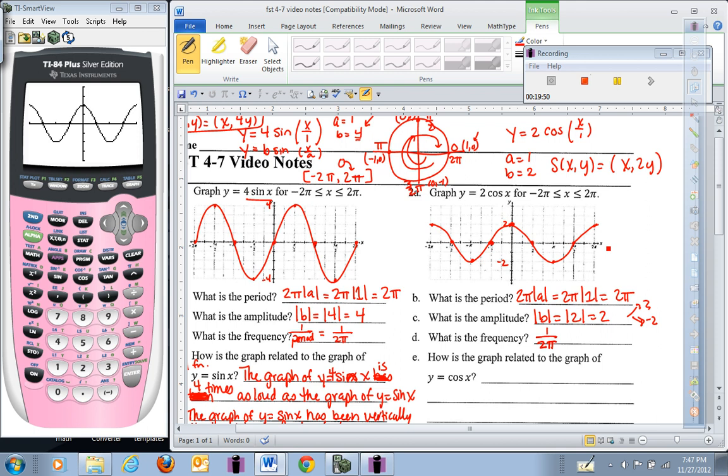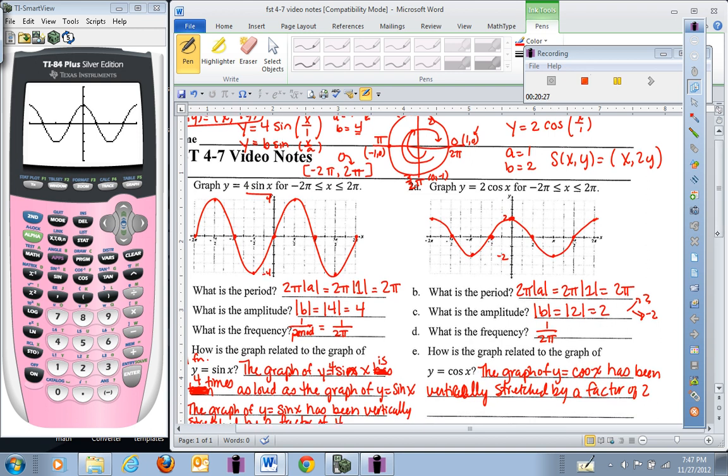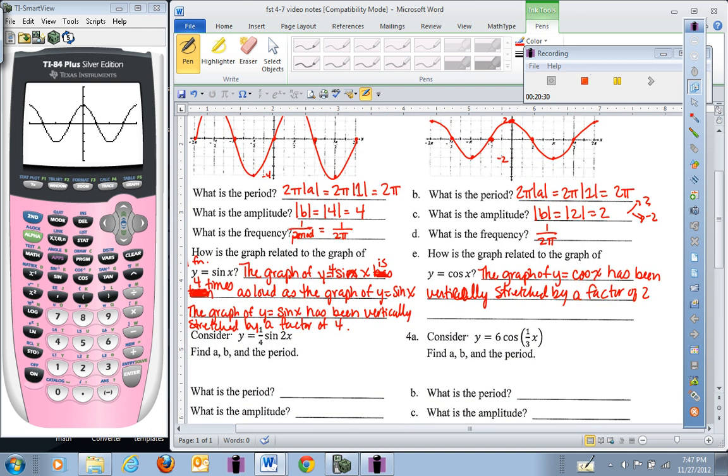How is the graph related to the graph of y equals cosine x? Okay, we could say the graph of y equals cosine x has been vertically stretched by a factor of 2, because remember the parent graph would go up to 1 and down to -1. This one's going up to 2 and down to -2. Okay, making the graph 2 times as loud as y equals cosine x.